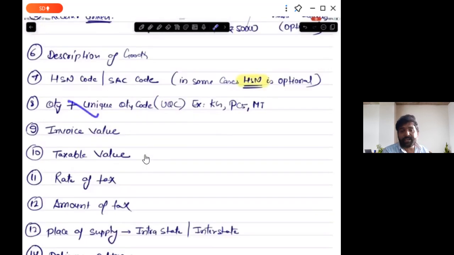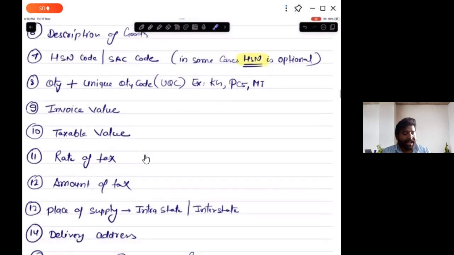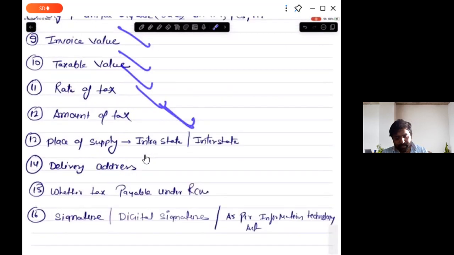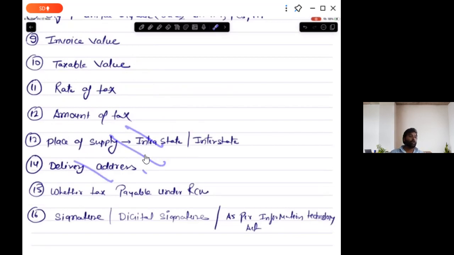Then I need to write down the quantity, I need to write down the UQC code, I need to write down invoice value, taxable value, rate of tax, amount of tax, also place of supply, inter or intra, and also the delivery address, tax payable under RCM and signature. These are the contents I need to write down in my invoice. Approximately 16 contents.